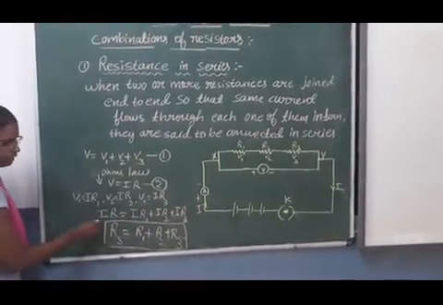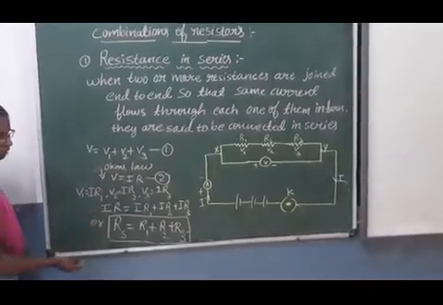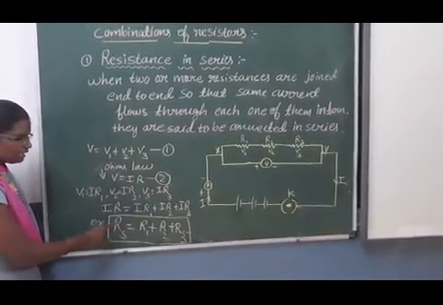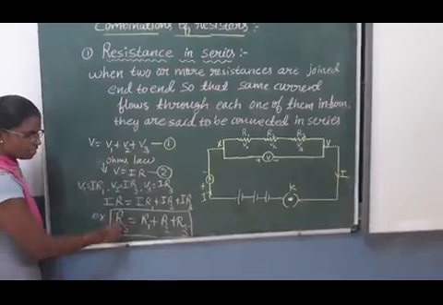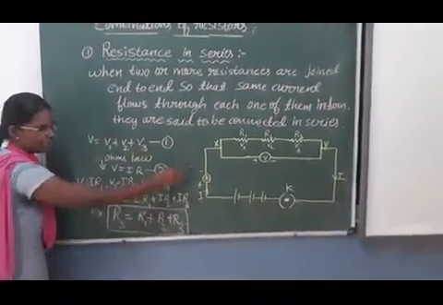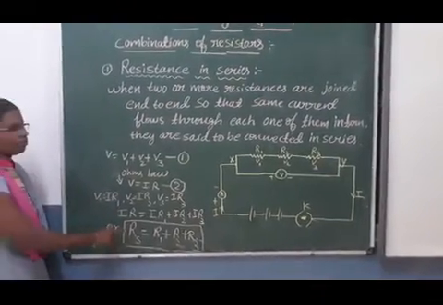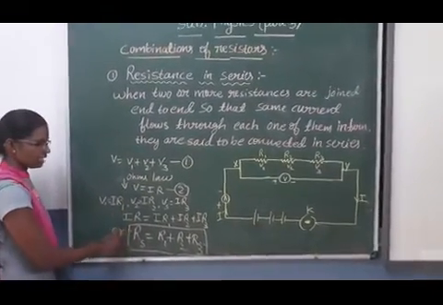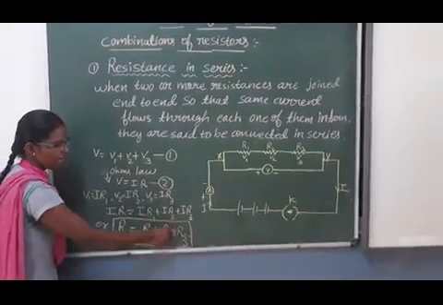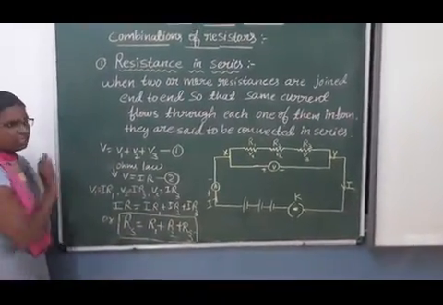Which is the common term here? I is a common term. Take it out. Then finally we get Rs, the resistance in series, which is equal to the sum of the individual resistances in the electric circuit. This is also called the formula of resistance in series: Rs equal to R1 plus R2 plus R3. So this is the derivation of resistance in series.